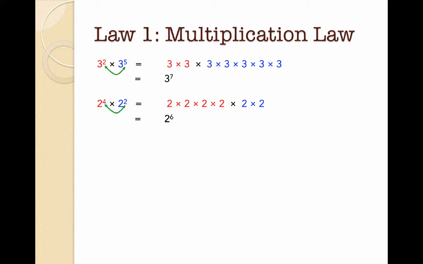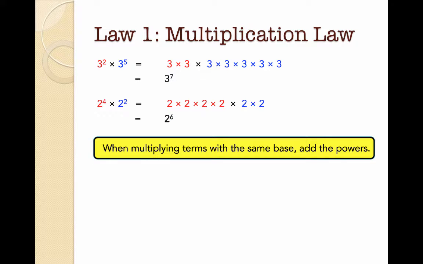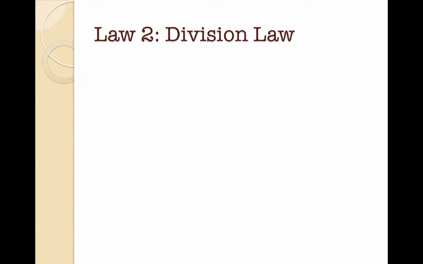What do you notice about the powers in the question, comparing them to the power in the answer? See, for the first one I've got 2 and 5, and my answer is a power of 7. And in the second one I've got 4 and 2, and my answer is a power of 6. If you notice that I'm adding the numbers in the powers in the question to get the power in the answer, then you'd be absolutely right. And this brings us to our first law, that when we multiply terms with the same base, that is, in the first question we're multiplying 3's, and in the second question we're multiplying 2's together, then all we need to do is add the powers. That's law number 1.